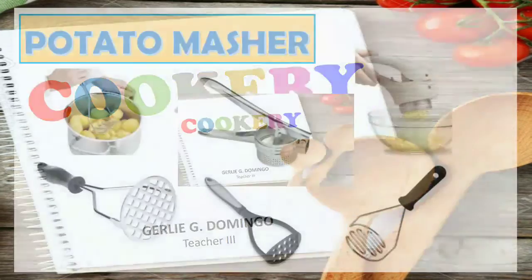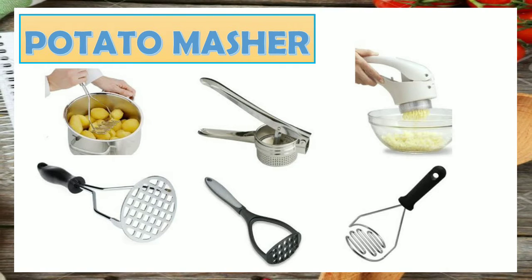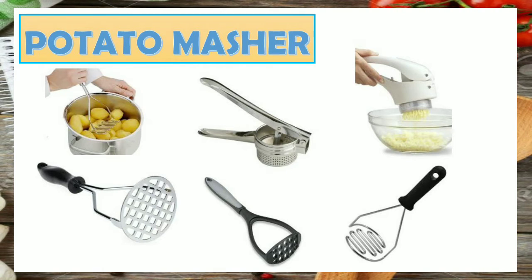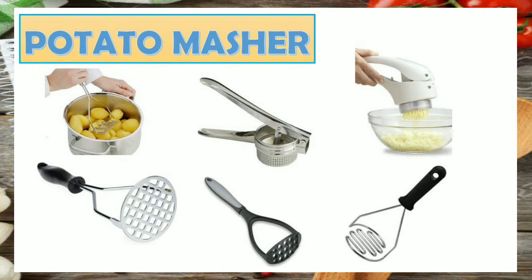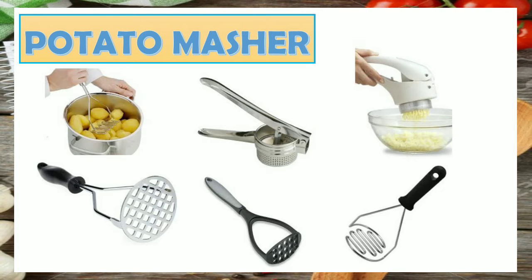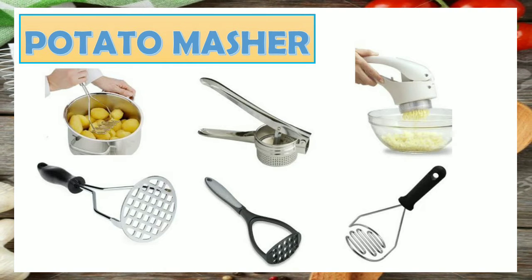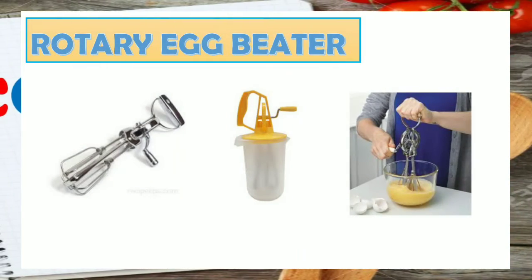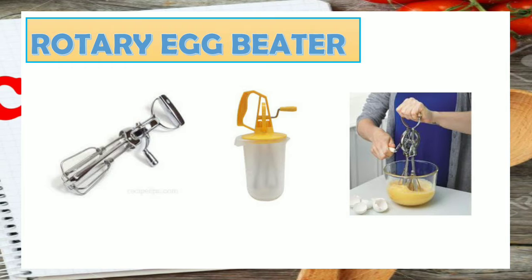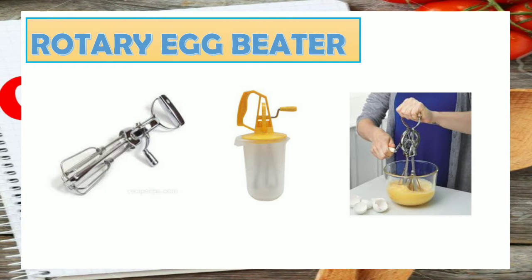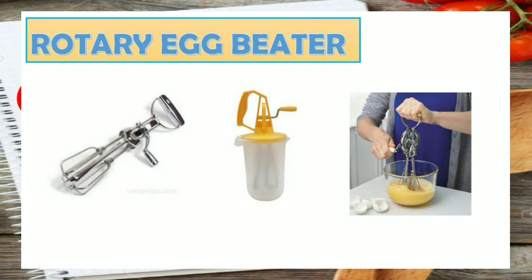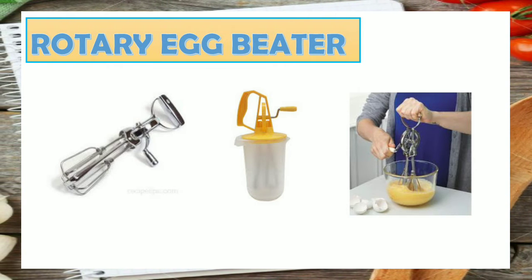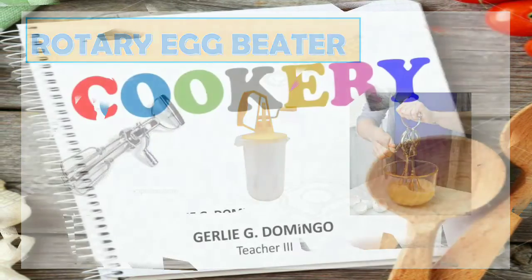Okay. Next, we also have your potato masher. As you can see there, there are boiled potatoes, and then you use your masher. It comes in different designs. This one is a rotary egg beater. So we use this rotary egg beater for beating a small amount of egg or batter.